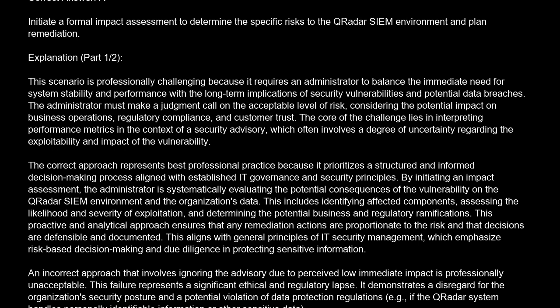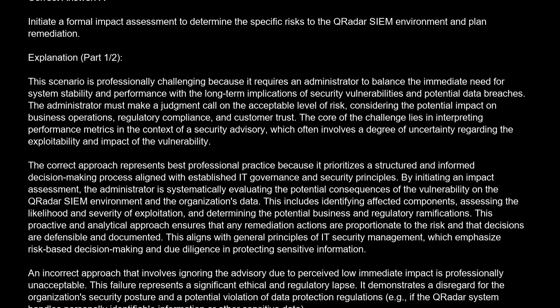The correct approach represents best professional practice because it prioritizes a structured and informed decision-making process aligned with established IT governance and security principles. By initiating an impact assessment, the administrator is systematically evaluating the potential consequences of the vulnerability on the QRadar SIEM environment and the organization's data. This includes identifying affected components, assessing the likelihood and severity of exploitation, and determining the potential business and regulatory ramifications.